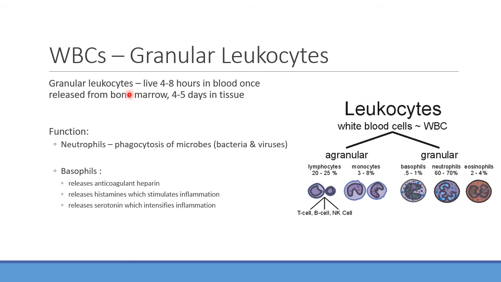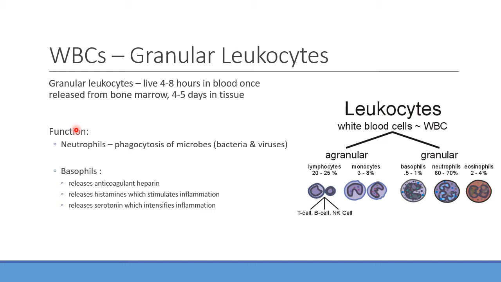All right, typically the granular leukocytes are going to be living around 4 to 8 hours or so once they get secreted out into the blood, and then when they travel into the tissues themselves, they can last a little bit longer, usually 4 to 5 days or so. Now, what are neutrophils good for? Phagocytosis. They are usually some of the quicker cells on the scene in order to deal with things like bacteria and viruses.